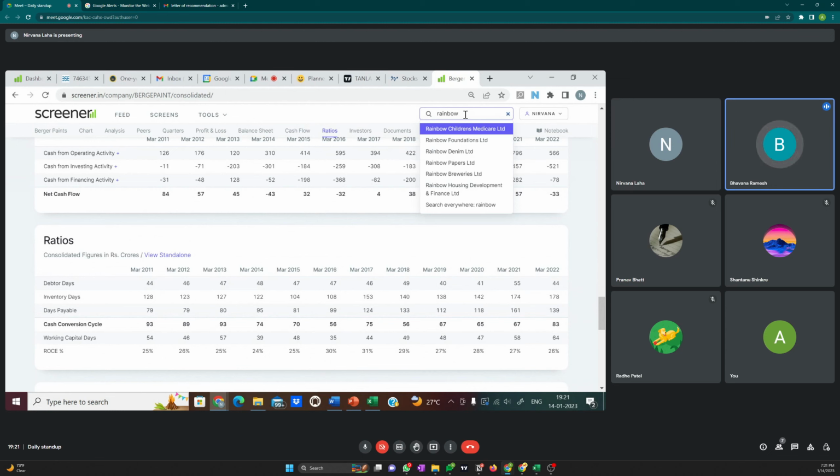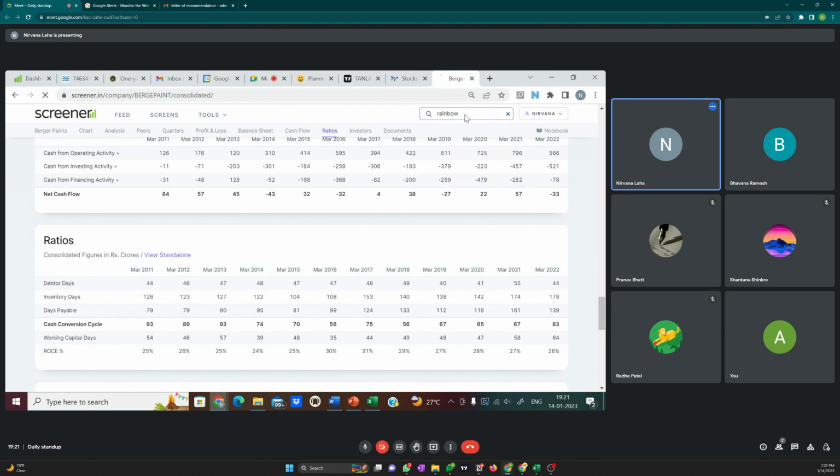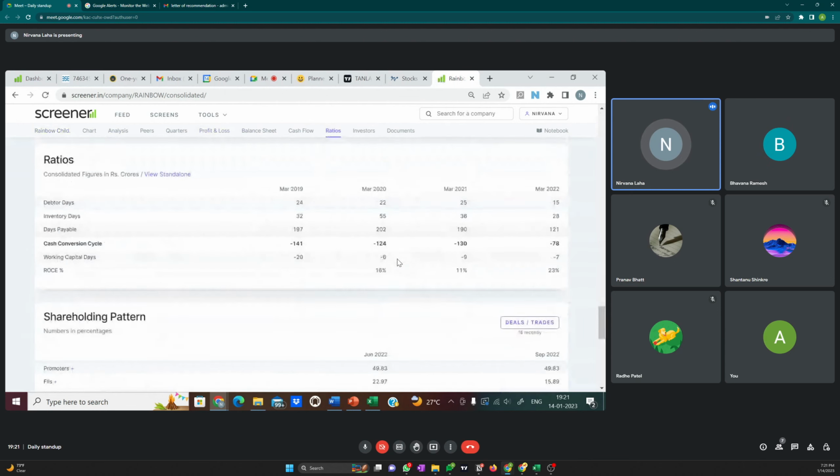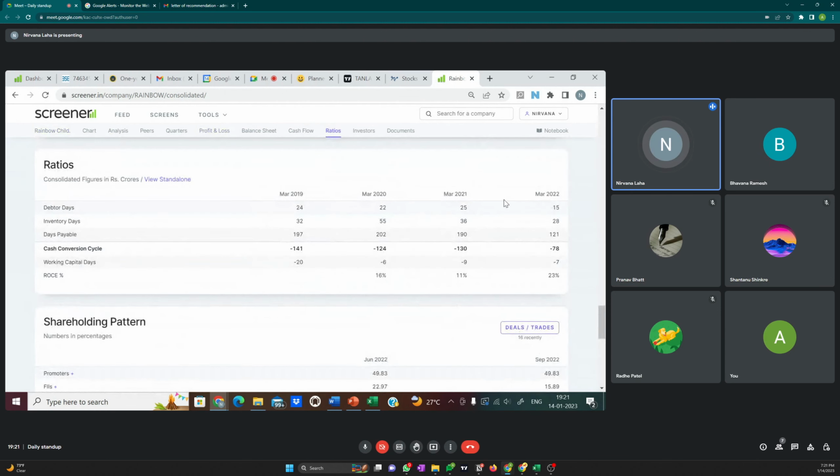Usually in a hospital, we pay immediately. Correct. You either pay immediately, or if you have insurance, then you don't have to pay anything. The insurance company will pay the hospital, in which case it takes a little bit of time, right? Yeah. But usually hospitals are able to collect their money very fast. So if you see for Rainbow, debtor days is only 15. Whereas for paints companies, it was in the range of 40 to 50, right? So they are able to collect money much faster.